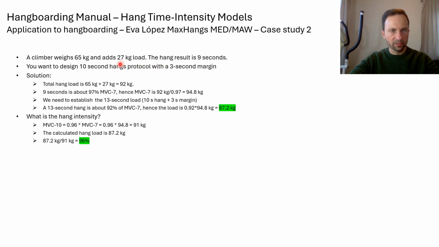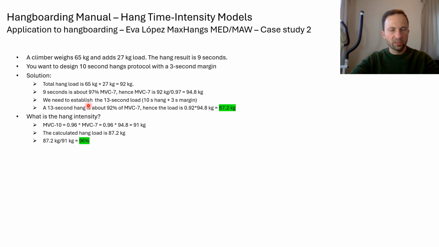Let's now move to the second example. We have a climber who weighs 65 kilograms and added 27 kilograms of load to the harness. The result of the test hang was 9 seconds, and we want to design a 10-second MaxHangs protocol with a 3-second margin. So here's the solution. The total hang load is 65 plus 27 kilograms, so that's 92 kilograms. 9 seconds is about 97% MVC7, so the MVC7 is 92 kilograms divided by 0.97, which equals 94.8 kilograms. That's our MVC7, the maximum 7-second hang load.